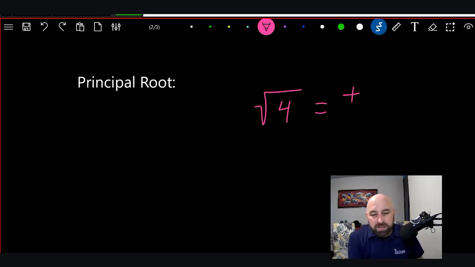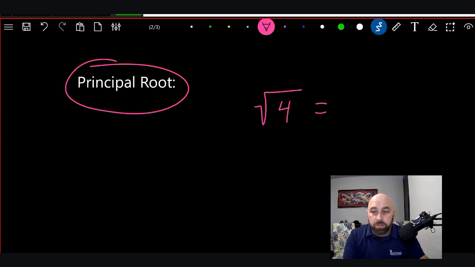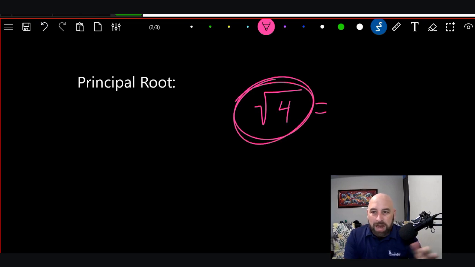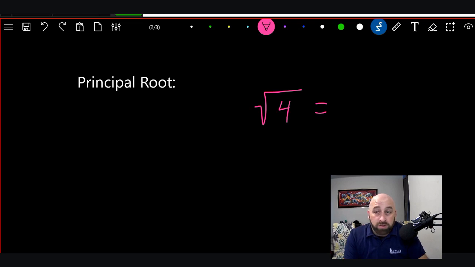Now, we'll make some exceptions to this, and I'll tell you when I'm going to make the exception. But for Algebra 1, we are going to be using the principal root. What does that mean? I only want what this radical sign right here says. Is it negative or positive? Well, there's no sign, so that means it's positive. This is a positive square root of 4. The principal root matches the sign of your radical.